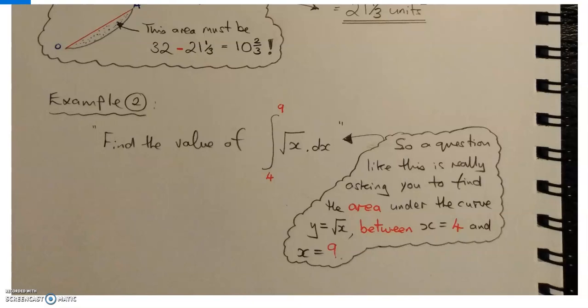Okay, year 13. Here is example 2, and it reads that we have to find the value of this definite integral, definite because of the limits here, 4 and 9, of the square root of x dx. Now, really, what this is asking you to do, when it says find the value of, is to find the area under the curve of y equals the square root of x between x equals 4 and x equals 9.